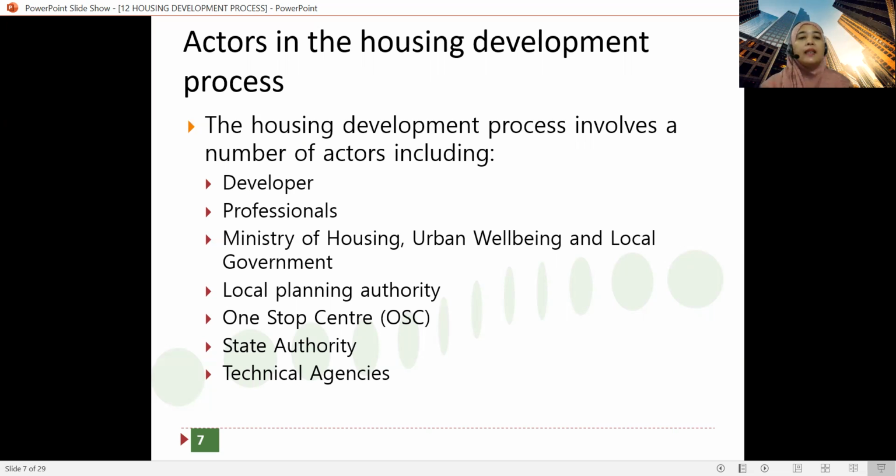Okay, planning permission. Then another actor is the one-stop center. One-stop center is a jabatan, a department at the local authority, OSC. State authority also has a role to play in housing development. And finally, technical agencies. And we shall go and have a look one by one, the roles of these different actors.